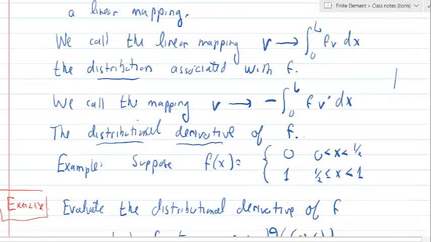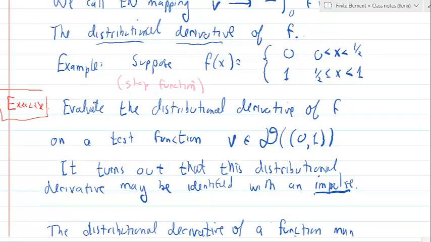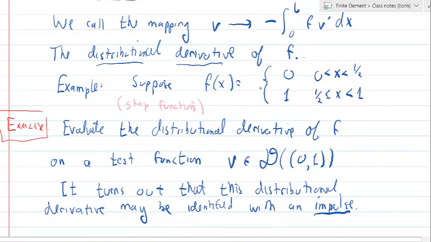An example. Suppose we have a function that is defined in pieces in this way. Now you can see that this is actually a step function. I encourage you to graph this function. Okay. All right, so exercise: evaluate the distributional derivative of this function. Remember, the distributional derivative is just given by this expression. So what you need to do is put this function into this expression and evaluate it for arbitrary v.